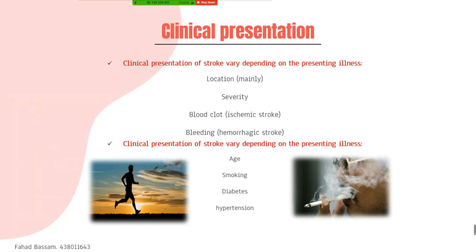Okay, so as we know, clinical presentation of stroke varies depending on the presenting illness. So once we have the patient in the clinic, it depends mainly on the location, severity, the blood clot and bleeding. If it's a blood clot, it's going to be ischemic, and if it's bleeding, it's going to be hemorrhagic. Just like our colleague said, it depends on various risk factors, the age of the person, and whether he has any chronic disease, just like diabetes mellitus and smoking.